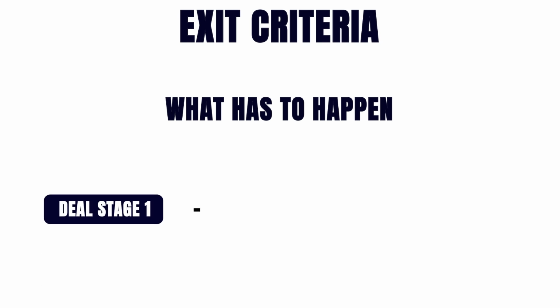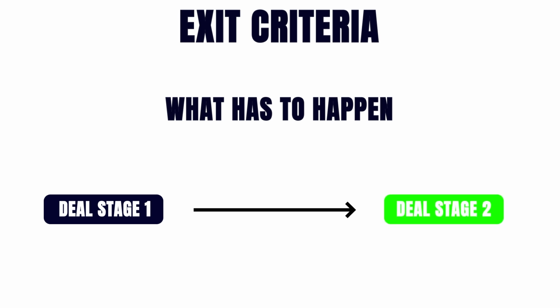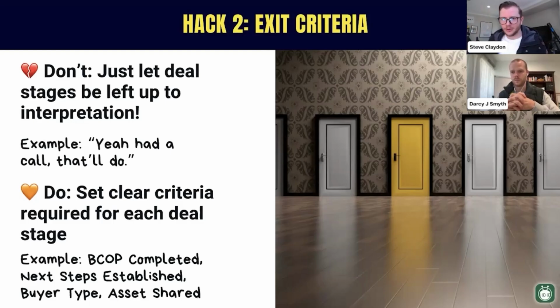So exit criteria is essentially just thinking what has to happen or what has to get recorded for it to move from deal stage 1 to deal stage 2, and so on all the way through. So through the whole process, it's going to be really clean by the time it gets to the end. And you've got the best shot at actually closing it. So that's what I'm often thinking about.